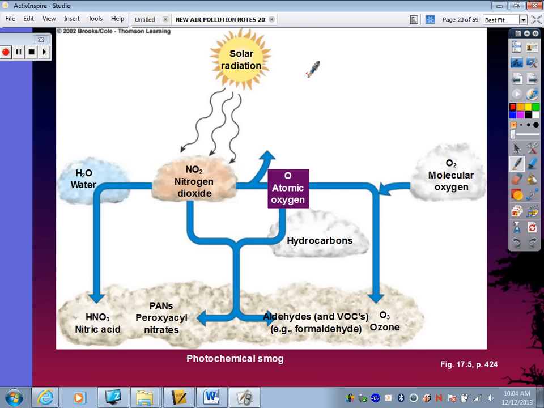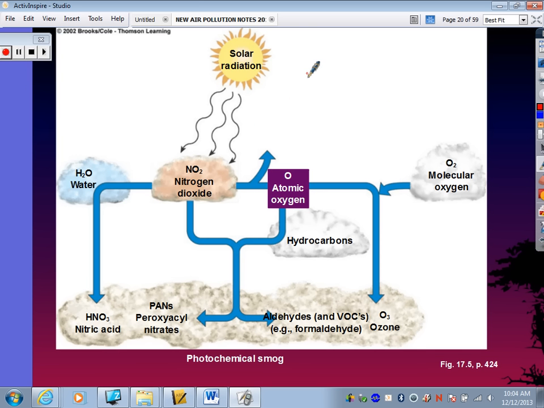Okay, here's another diagram showing you some of the stuff that's happening here. Again, sun plays a big role in this. It's going to hit these NO2s and NOs. We have water vapor. We have atmospheric oxygens. Here's your regular O2 that can be broken into the little lonely oxygens. We have those hydrocarbons, so other fuel sources.